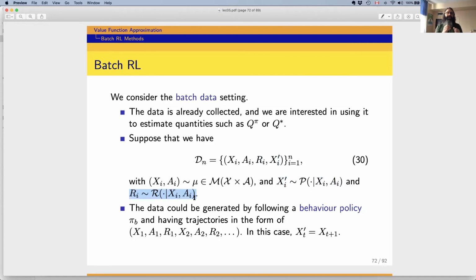Sometimes we might have a policy that is generating data, following a trajectory, and in that case, we have a stream of data like x1, a1, r1, x2, a2, r2, and so on and so forth. And in that case, x prime of t becomes x of t plus 1. So there is this consequence between them. But we don't necessarily have that assumption. Sometimes xi, ai are randomly generated, maybe IID generated, and then we only have one next step. So this is the batch setting.